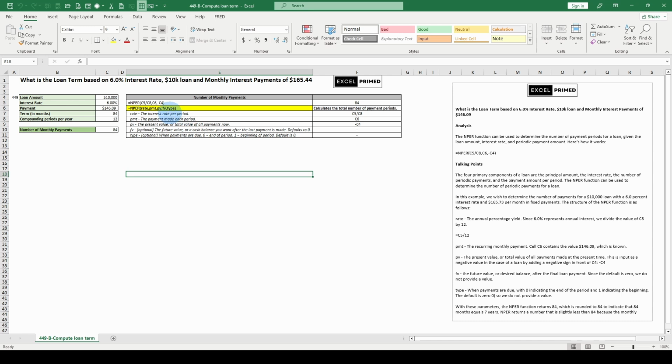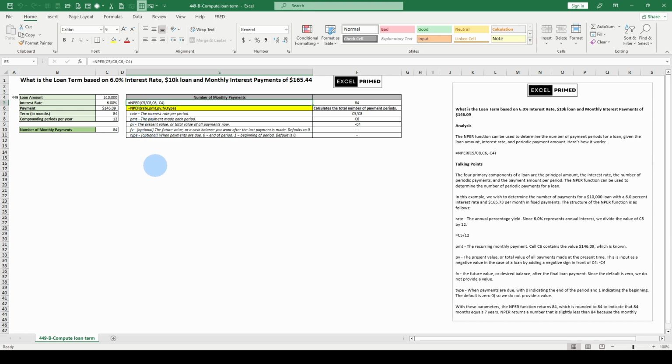Here we have the exact same situation: 10 grand, 6% interest, monthly payments of 165.44. We're going to use a different tool here. We're going to use number of periods, as opposed to the payment, the rate, the PV, or FV functions.